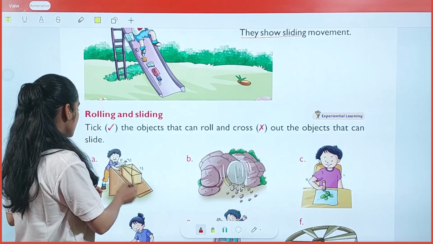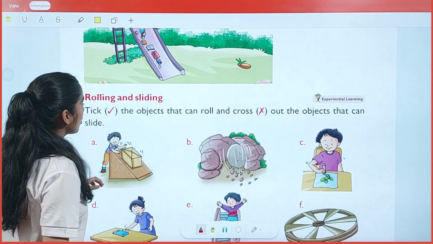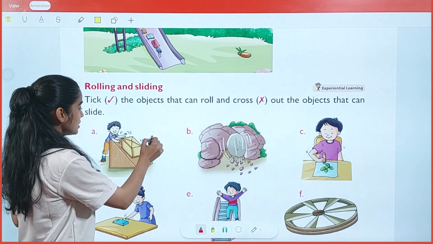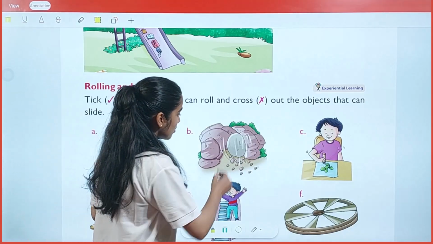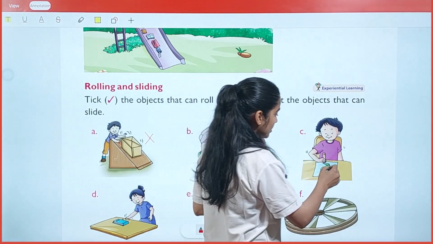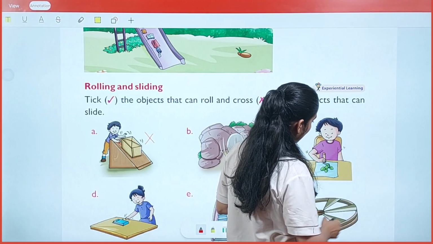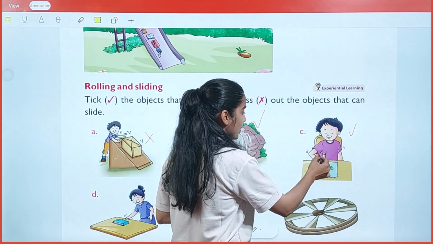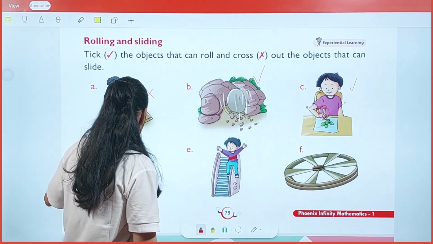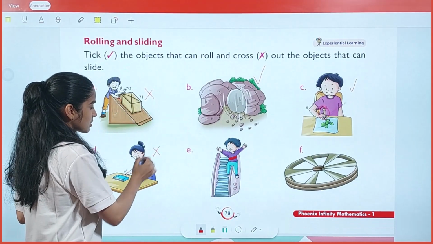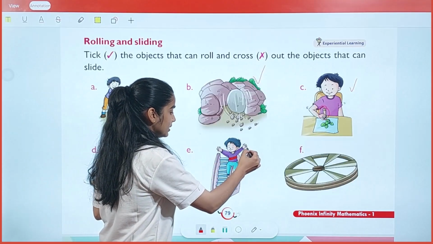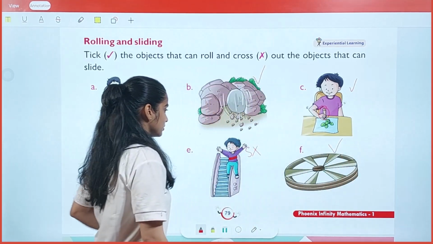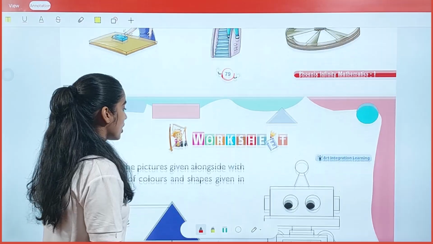Now rolling and sliding. So this is sliding. Tick the objects that can roll and cross out the objects that can slide. So this is slide, so we have to cross out. This is roll, so we have to tick. This is leaves, so cross out. No, slide, go tick, because if we see the pencil, it is in a cylindrical box. Now we have a flat surface, it means cross out, sliding. This is also sliding, cross out, and this will be rolling.